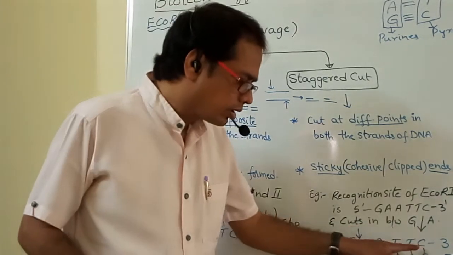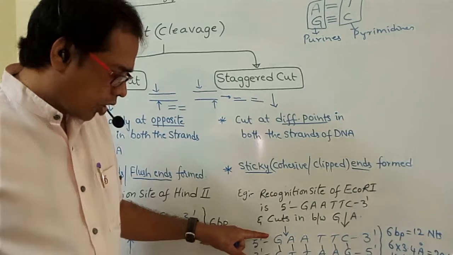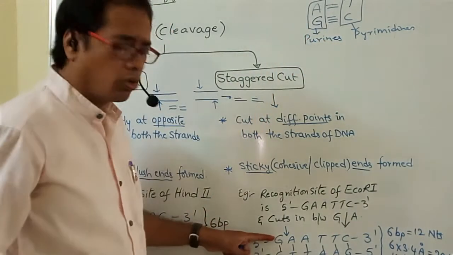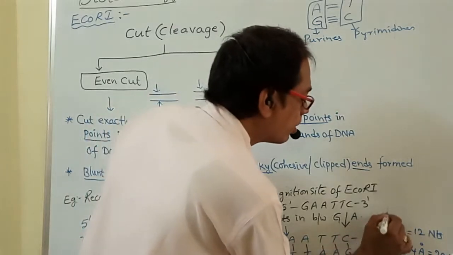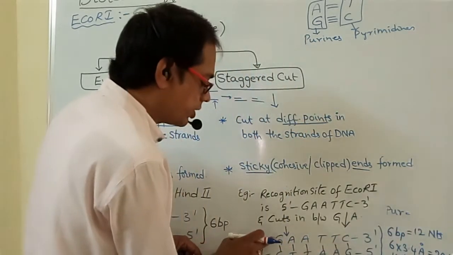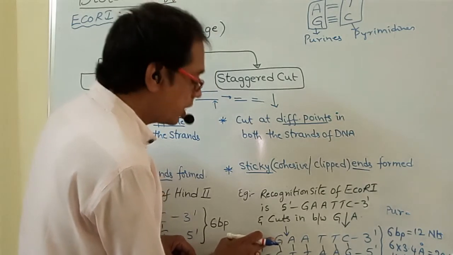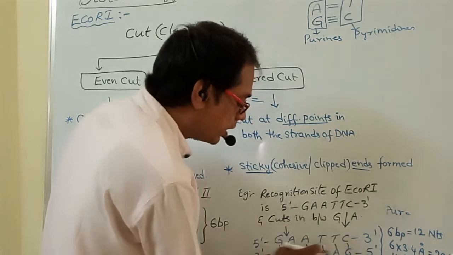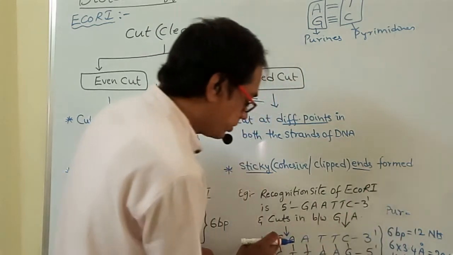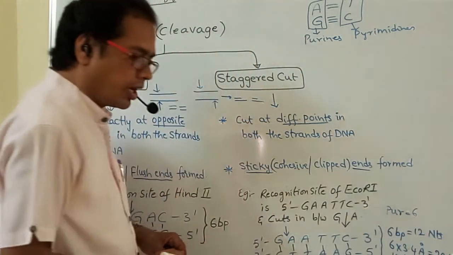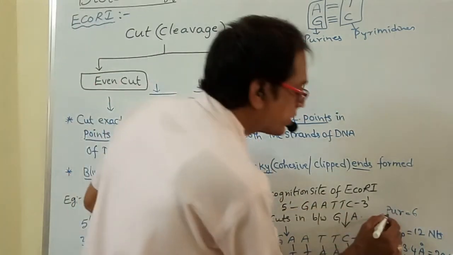So in this one, number of purines. How many purines are there? Purines means A and G. Like that you have to count. Purines means, purines how many? This is 1. G and A. 1, 2, 3, 3 plus 3, 6. Purines, 6. Pyrimidines.